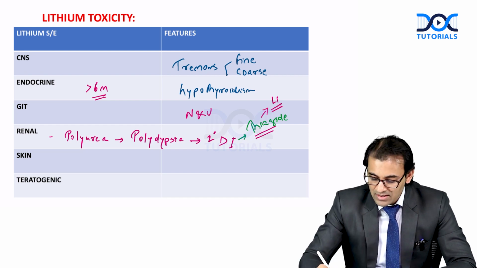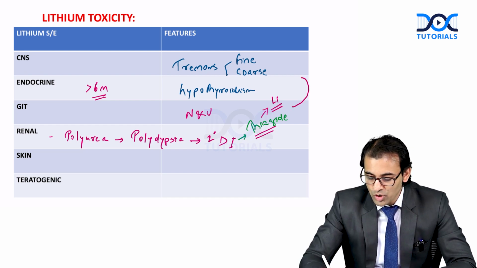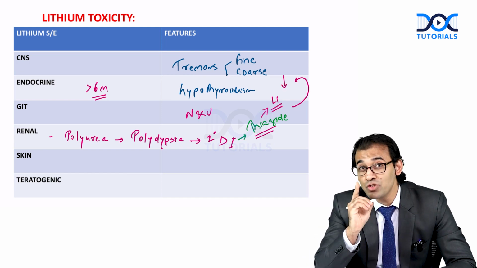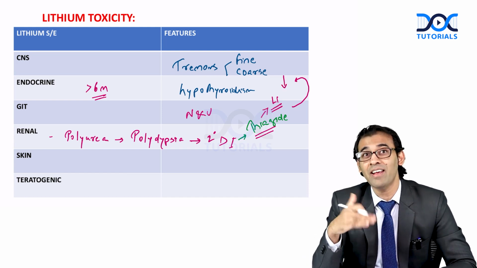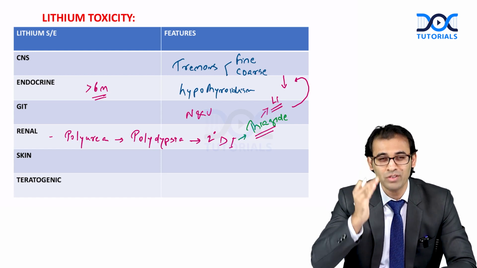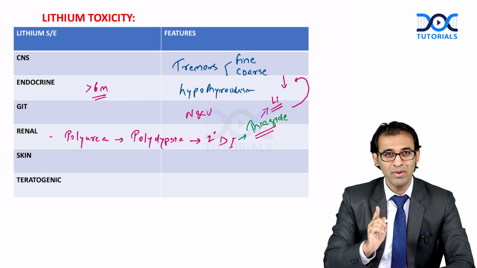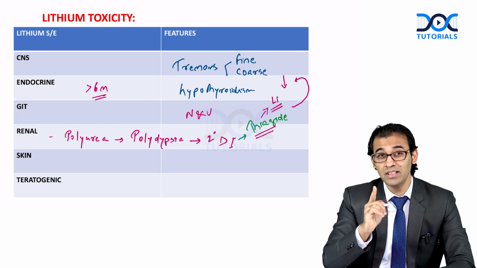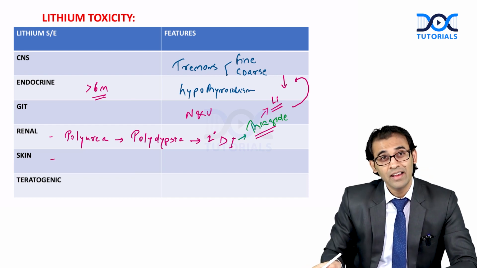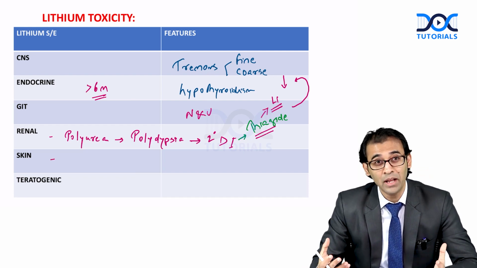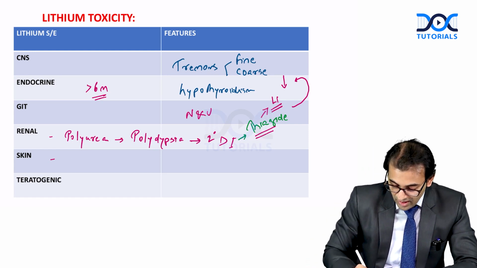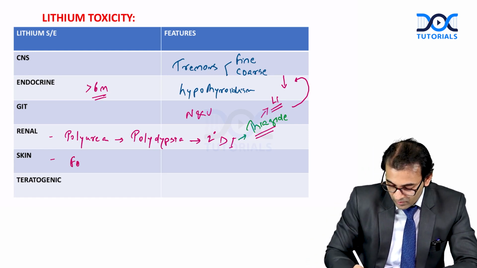Why? Because thiazide is going to decrease the lithium clearance. Because of that, there is a very high risk of lithium toxicity. So remember, thiazide causes lithium toxicity also. What about the skin? Yes, there can be rashes, even folliculitis.